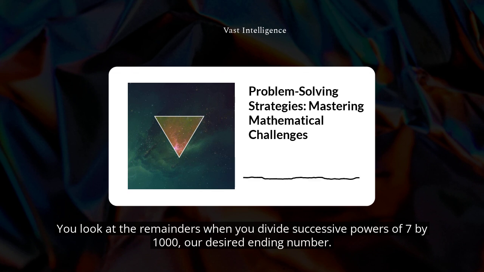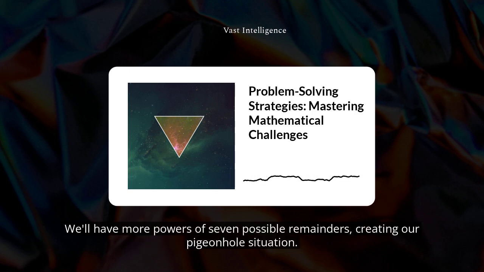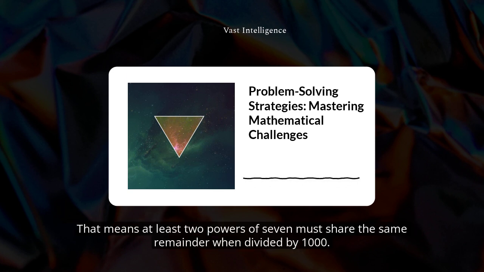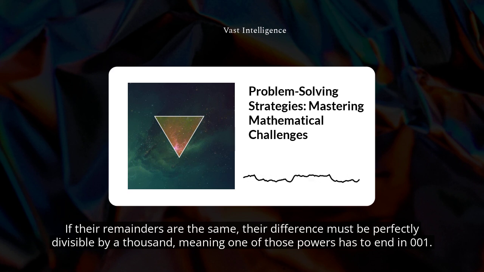You look at the remainders when you divide successive powers of 7 by 1000, our desired ending number. There are only so many possible remainders you can get. So eventually we're going to run out of unique remainders. We'll have more powers of 7 than possible remainders, creating our pigeonhole situation. That means at least 2 powers of 7 must share the same remainder when divided by 1000. And that's the key. If their remainders are the same, their difference must be perfectly divisible by 1000. Meaning one of those powers has to end in 001.